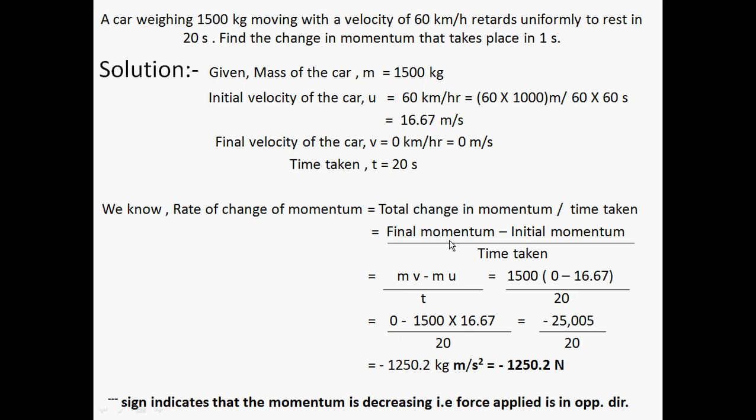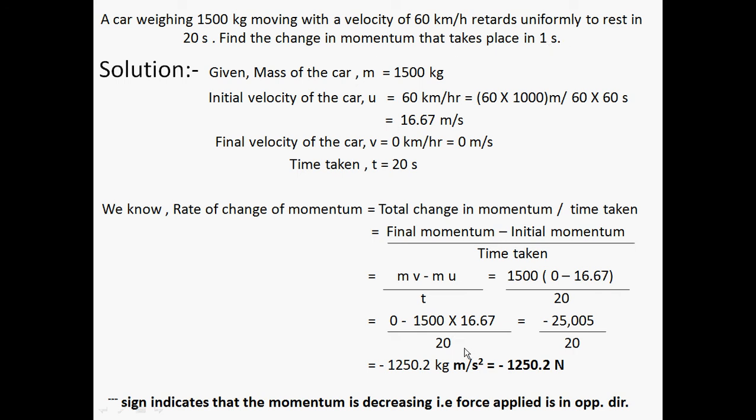So now students, we have to find the change in momentum, that is final momentum minus initial momentum. The final momentum is mv, m is the 1500 kg mass into the final velocity 0, and 1500 into u, that u is 16.67 meter per second. So 1500 into brackets 0 minus 16.67, the change in velocity, and the value comes out for the change in momentum to be minus 25,005. Now they are saying that it takes place in 1 second.